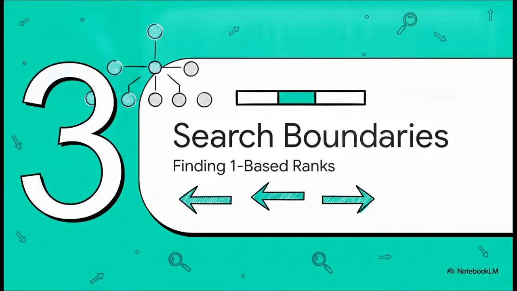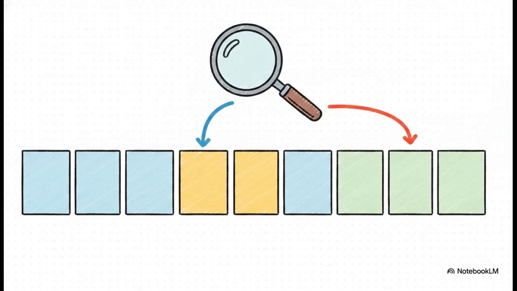But to make that binary search work flawlessly, we really need to master Section 3, mastering search boundaries. Because as it turns out, not all binary searches are created equal. Now this is super interesting. There is a critical distinction here between searching for whether an item simply exists versus searching for its insertion boundary to get a 1-based rank.